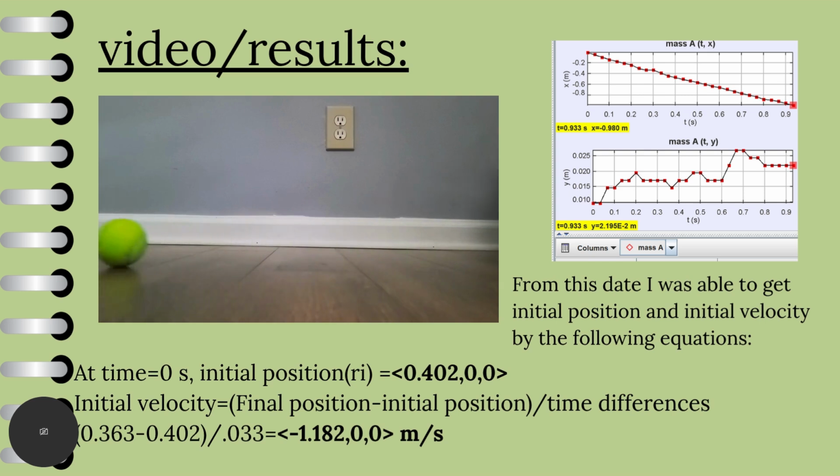And then from this, we can calculate the initial velocity, which is just the final position minus the initial position over the time difference. So for the final position, I just picked time equals 0.033 seconds, which was this data right here. And then I just took the difference of those positions over the time, and I was able to get this velocity vector in meters per second.